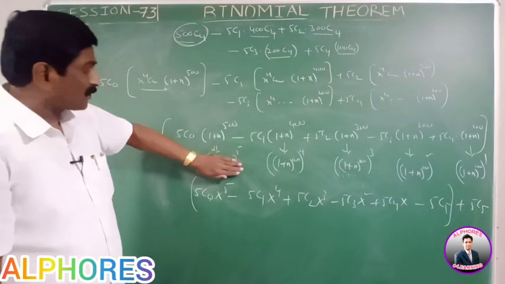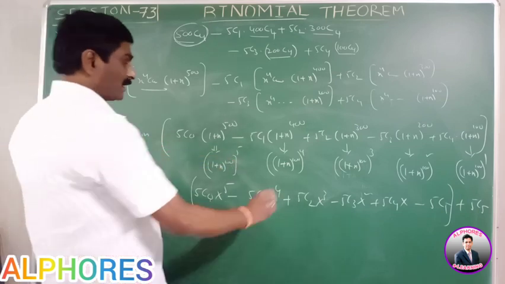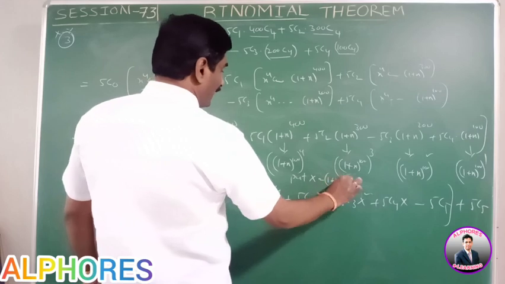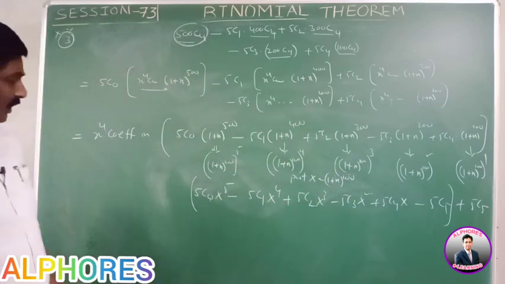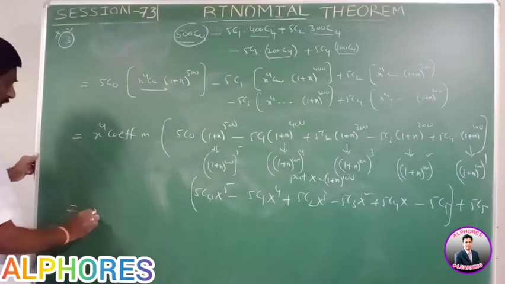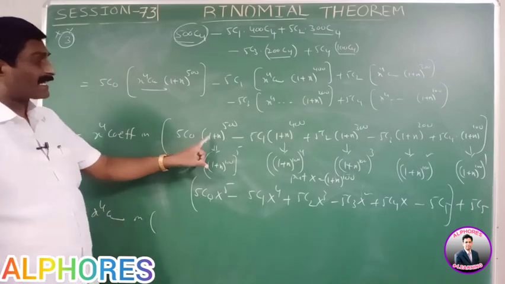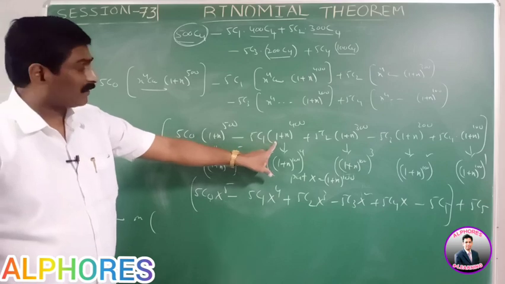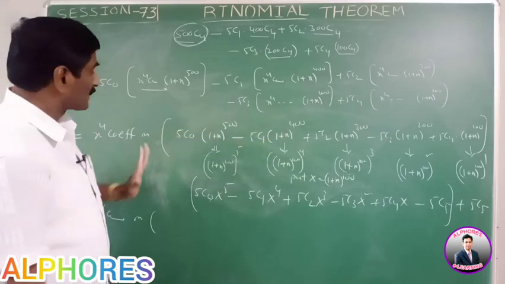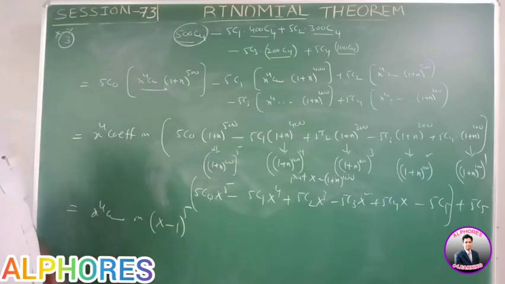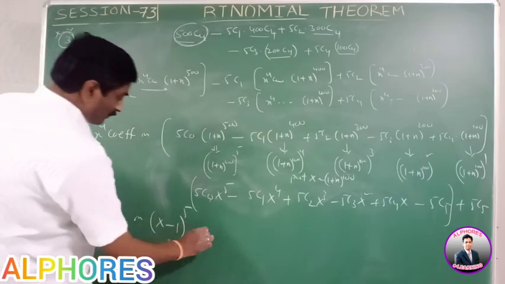Okay, what is this value? Put capital X is equal to (1 plus x) whole power 100. Any doubt in this value? So, this value can be reduced into the x power 4 coefficient in the expansion of 5C0 into X power 5 minus 5C1 into X power 4, and so on. This expansion is nothing but (X minus 1) whole power 5. Any doubt in this value?